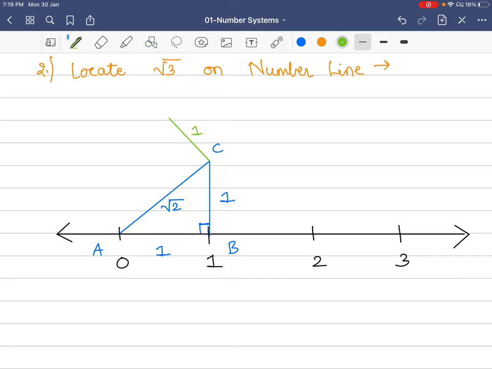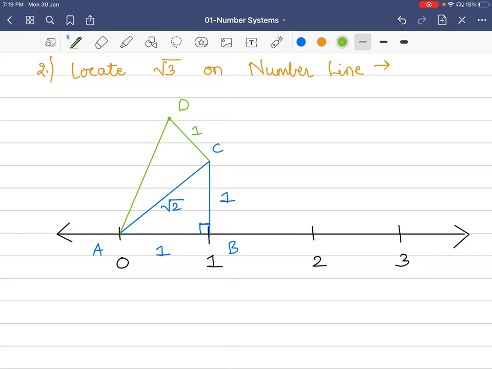So I'm going to just mark here 1. And now I'm going to connect this point A to this point. Let's call this point D. So I'm just going to make a D, and let's connect them. Let's connect A to D.